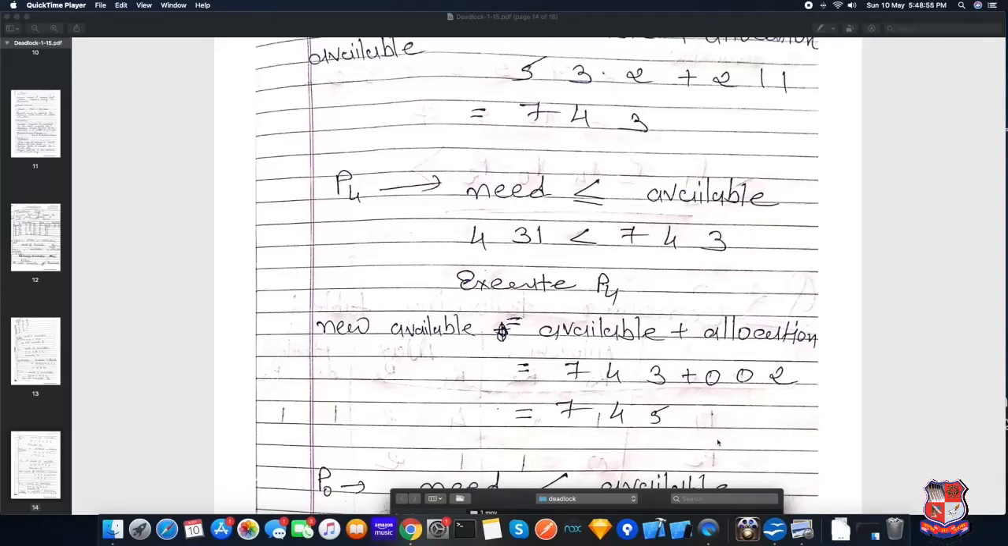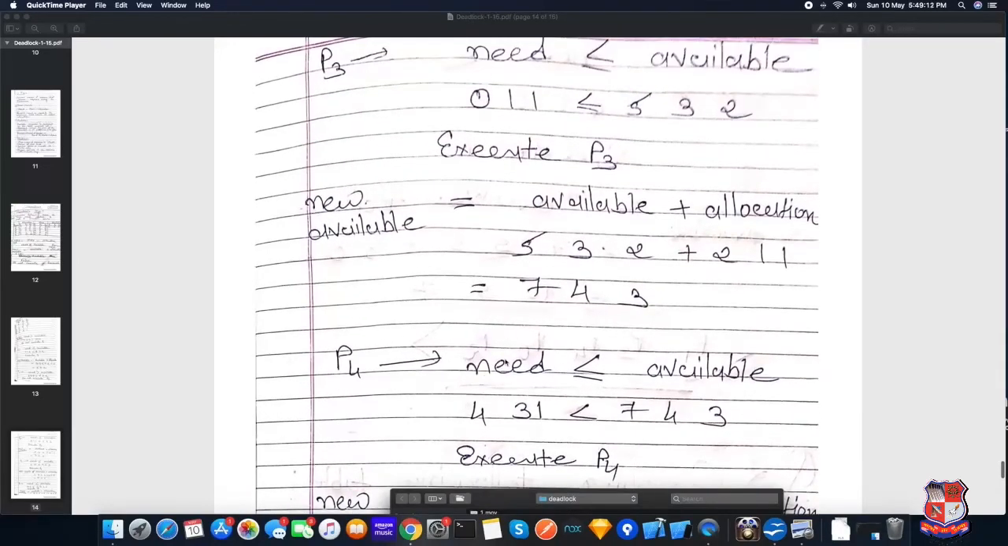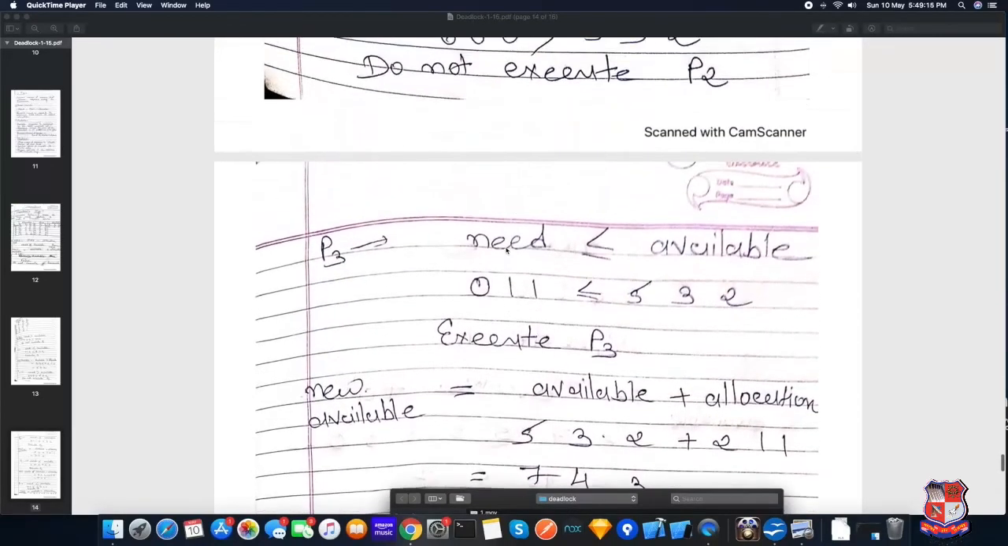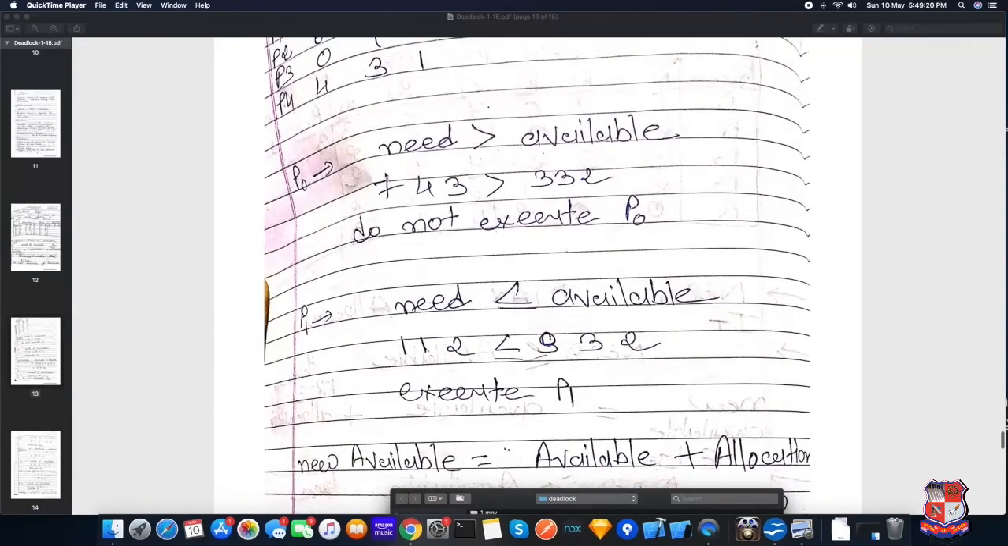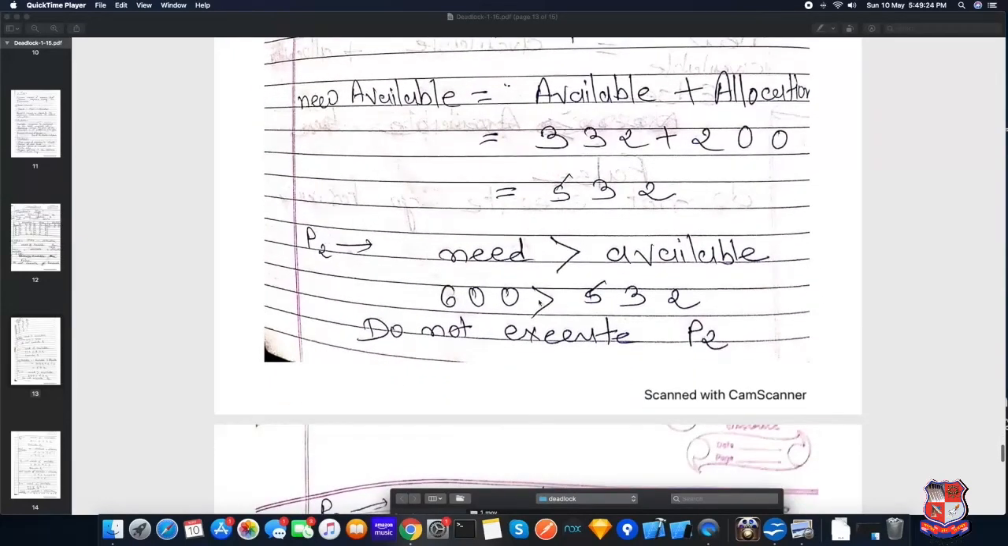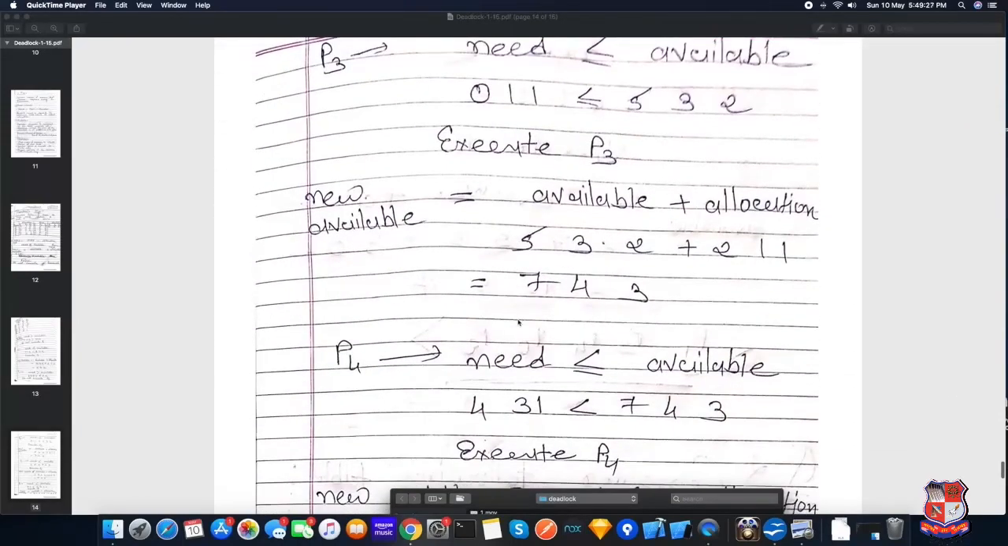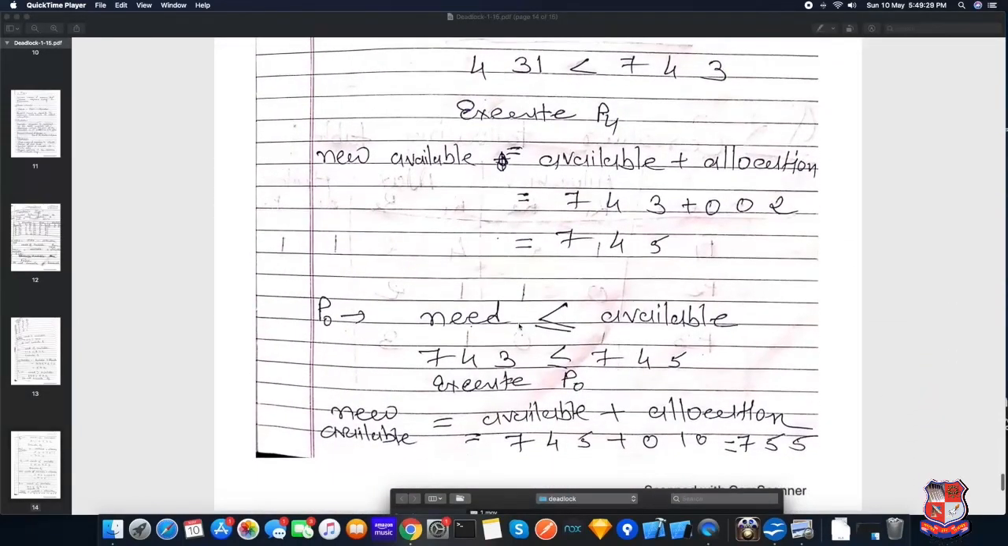Here I have completed the first round, P0 up to P4. Now we can start the second round, but we apply the condition only to those processes whose condition was false. Here the condition for P0 is false, and for P2 it is false. So in the second round we apply this equation on the P0 and P2 processes.